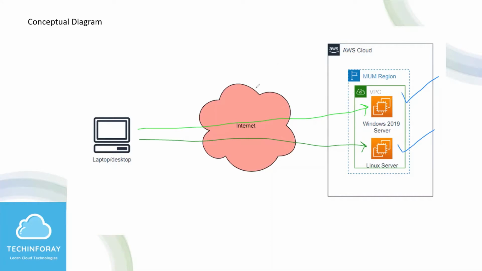Once the servers are ready, from your laptop you can connect to them over the internet. They will have a public IP address, and you can access those servers from your laptop and work on them. That was just for understanding the conceptual diagram. So let's go to the AWS console and create a Windows machine, and I'll mention the steps for how you can create it.